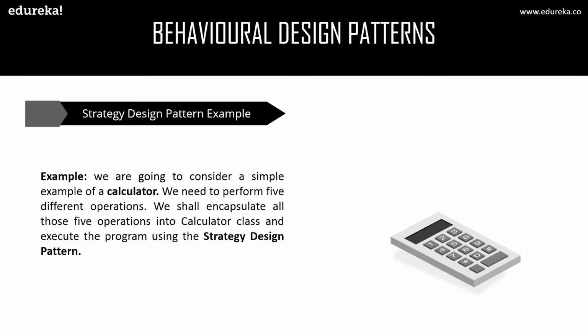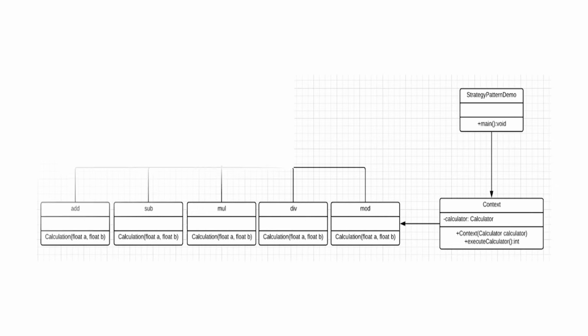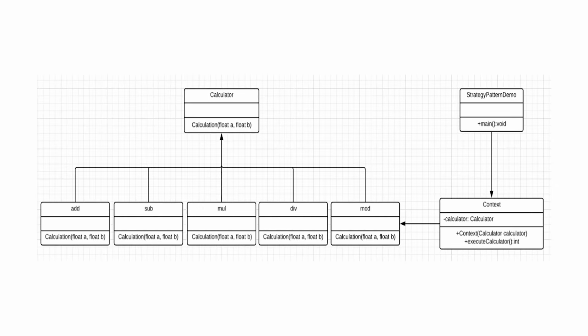Now we shall try to encapsulate all those 5 different operations into one calculator class and execute the program using the strategy design pattern. So this is the UML diagram for the strategy design pattern. Now let us execute this practically and see how it works.